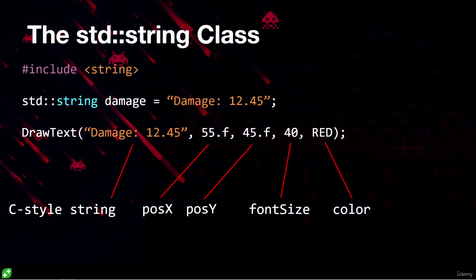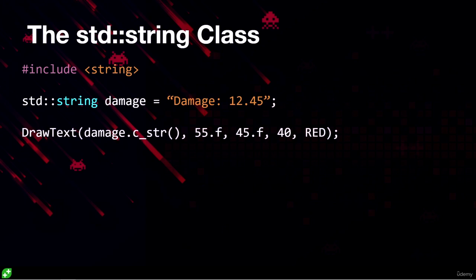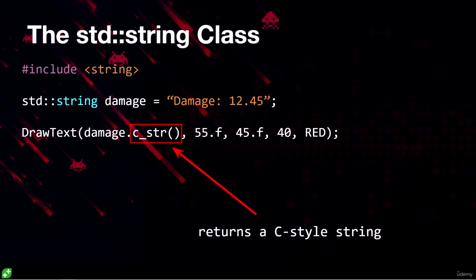Now we want to work with standard strings in order to manipulate them with the functions that we saw in the previous slides. So how can we pass in a standard string to the drawText function when drawText requires a C-style string? Well, the standard string type has a pretty handy function. It's C_str, but I refer to it as C_string. And it does exactly what you think. It returns a C-style string.